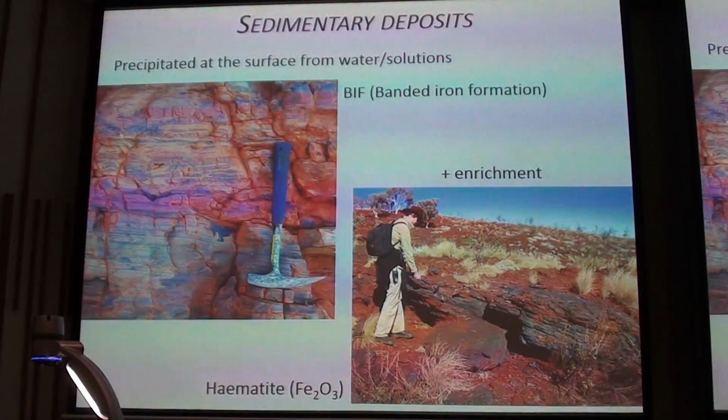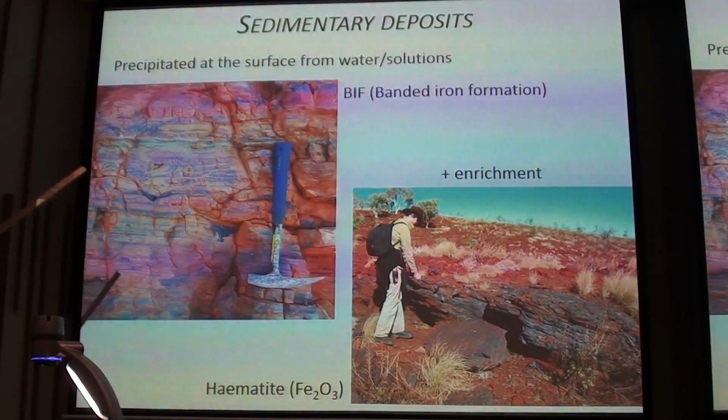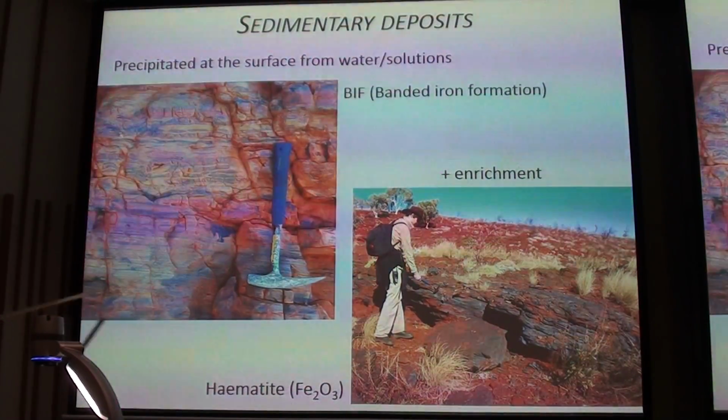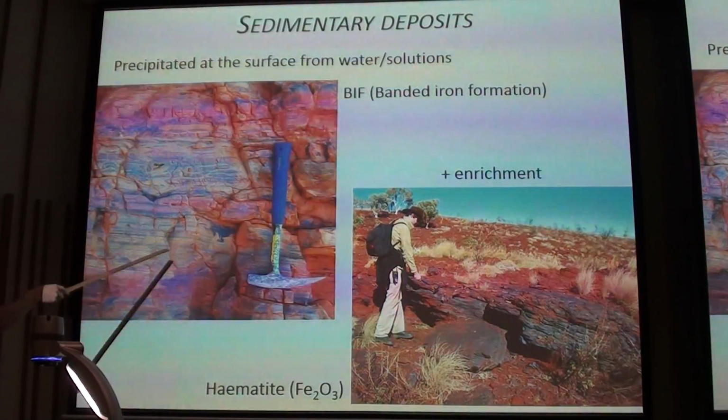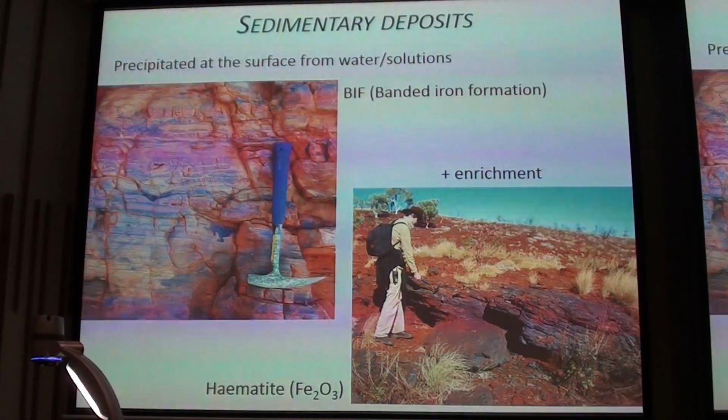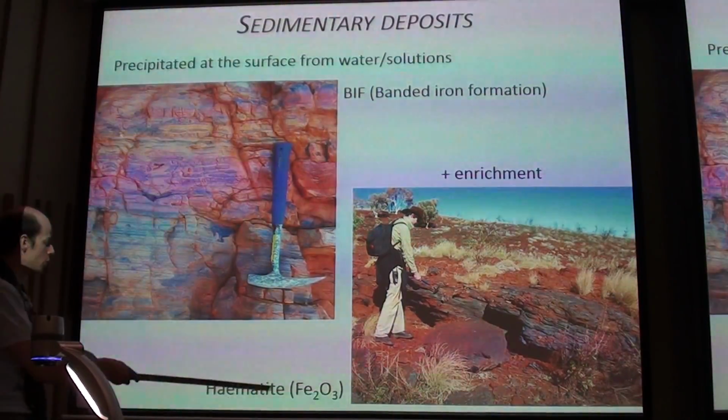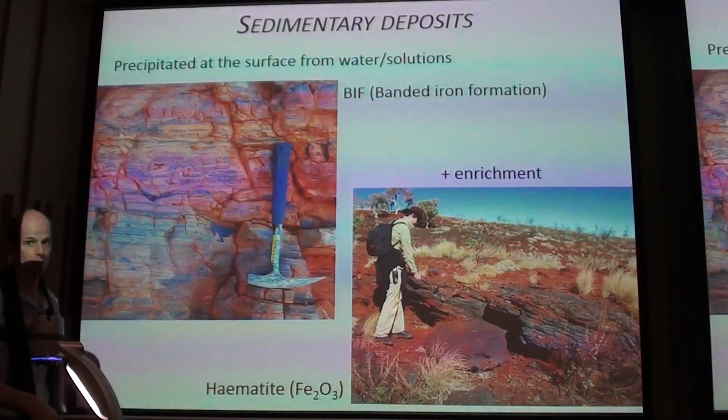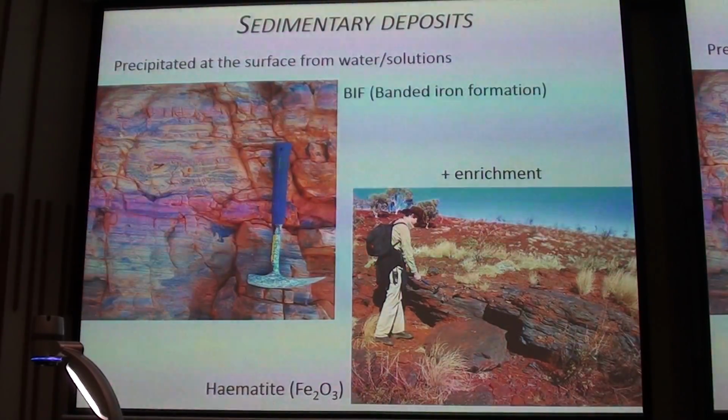And sedimentary deposits precipitated from water or solution near the surface. This is a banded iron formation, not to be confused with beef, the one you eat. It happened. Some people. But these are bands of chert and shales and some oxidized layers, which can then become enriched and form this massive hematite bands.